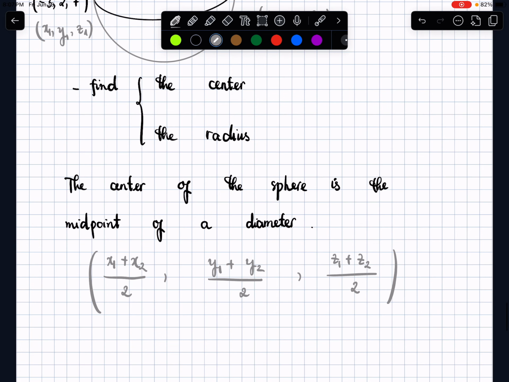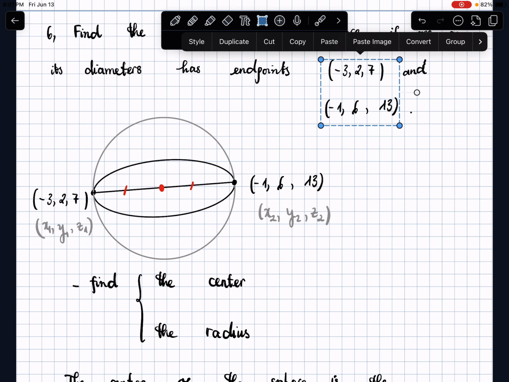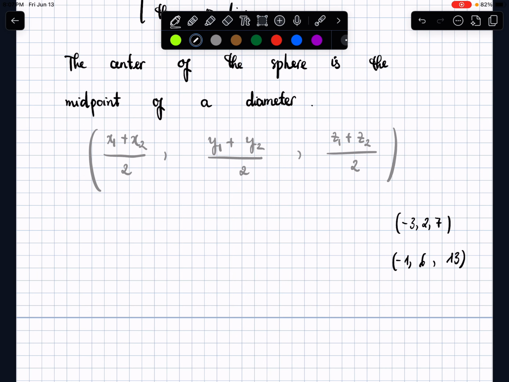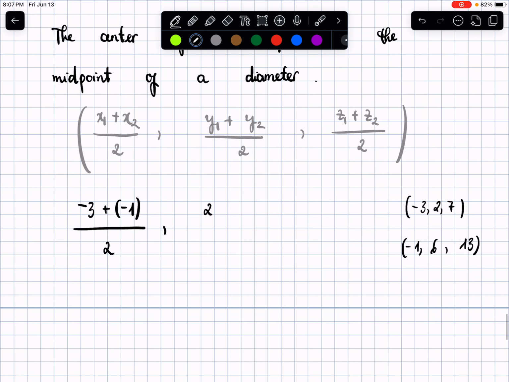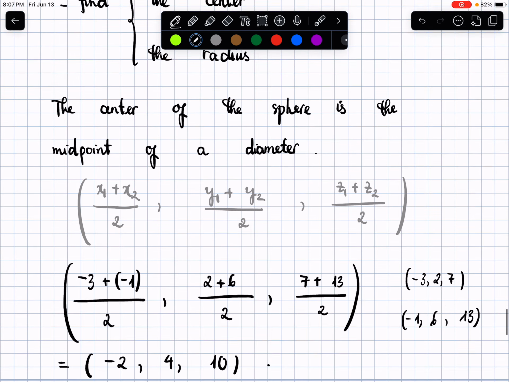So in our case, we have -3, -1. So the center is -3 plus -1 divided by 2, 2 plus 6 divided by 2, 7 plus 13 divided by 2, which is -4 divided by 2, so -2, 8 divided by 2, so it's 4, 20 divided by 2, so it's 10. So this is the center of the sphere.